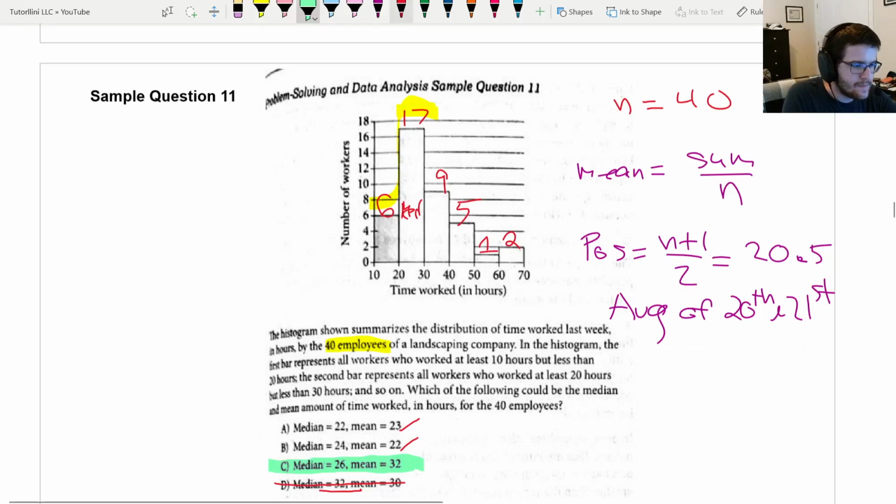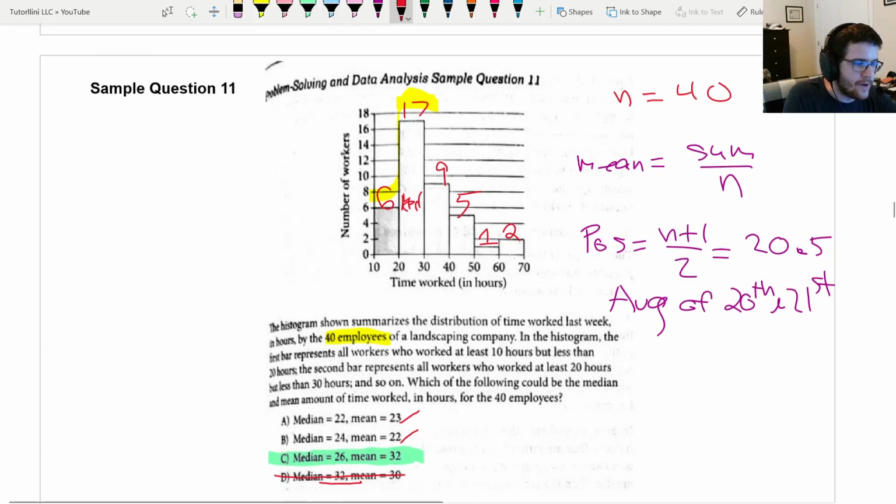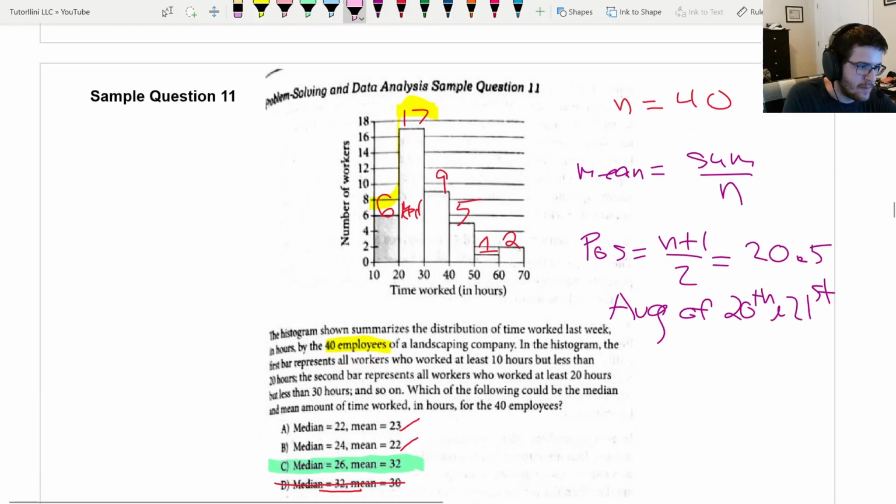What you could do is find the mean assuming the lowest number, so like 10, 20 for each of those bars instead of using like 15. And then you could find the mean assuming the biggest number, so like 20, 30, 40, 50, 60, 70. And then you know the mean has to be in between there. Seems like a lot of work.